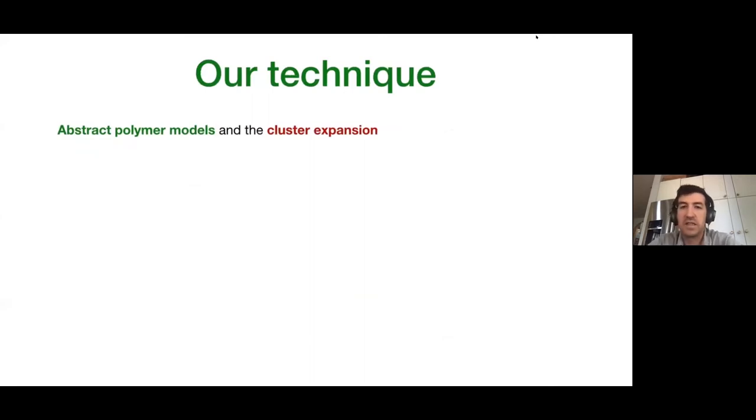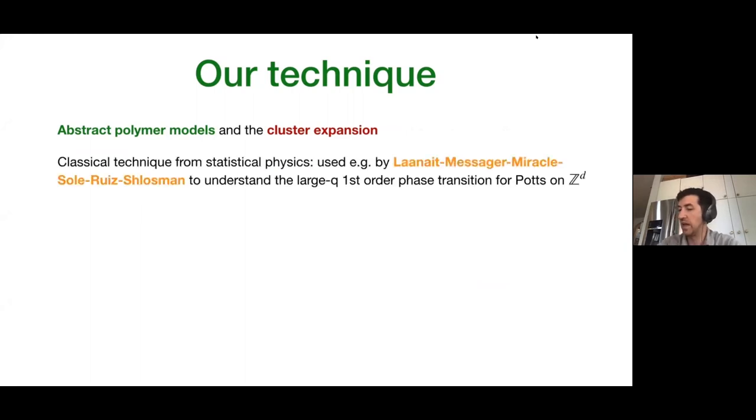Okay, the technique I'll talk about today, though, is something quite different, and it goes back to more classical statistical physics, analyzing lattice models and sort of old-fashioned statistical physics. And those two tools are abstract polymer models and the cluster expansion. This is a classic technique from statistical physics. In particular, it was the method used to first gain a good understanding of the Potts model on the integer lattice, at least for large Q.